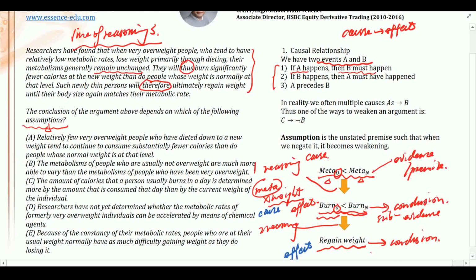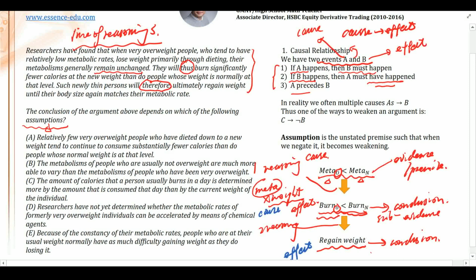Second one: if B happens, then A must have happened. Third one: as you see, the tense I'm using here indicates the third one. A precedes B. A happens before B happens. When these three properties are satisfied, we call A the cause. We call B the effect. And the relationship between them is called a causal relationship.